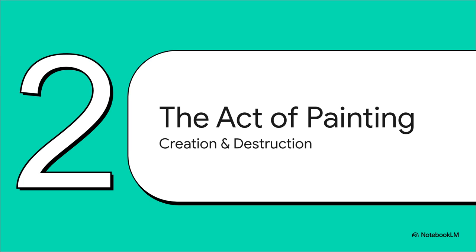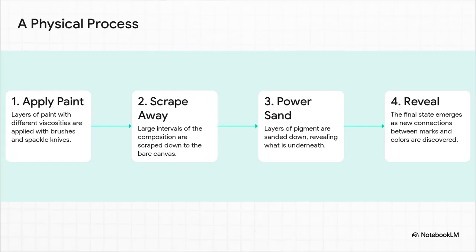His technique is this constant battle, this push and pull between adding paint and then taking it away. It's like this dance between building something up and then immediately tearing it down to see what's hiding underneath. And look, this process is not gentle, it's not linear, it's cyclical and honestly kind of aggressive. First, he'll apply layers and layers of paint with different thicknesses, using everything from brushes to spackle knives.